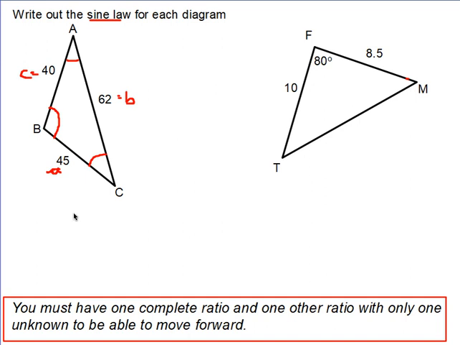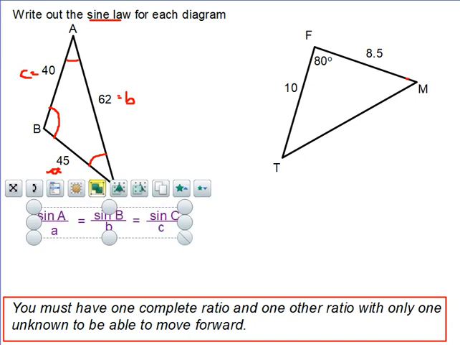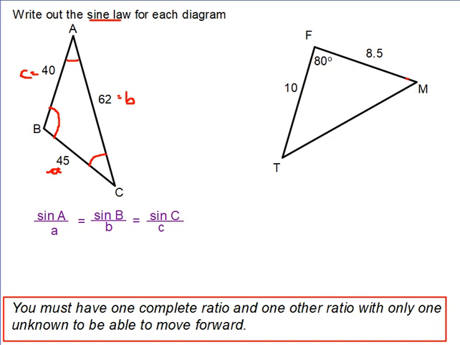So when I set up the sine law and put the angles on top for honestly no reason, I'm going to fill everything in here. I could only fill in the side lengths. Notice that right here at the bottom, I could fill in 45 for side A, 62 for side B, and 40 for side C. And none of these ratios are usable. None of them. So it's like, uh-oh, that's not going to work now, is it? Okay, maybe that's a fluke. Let's try this one.